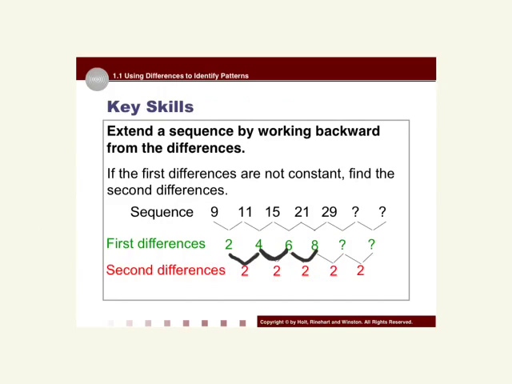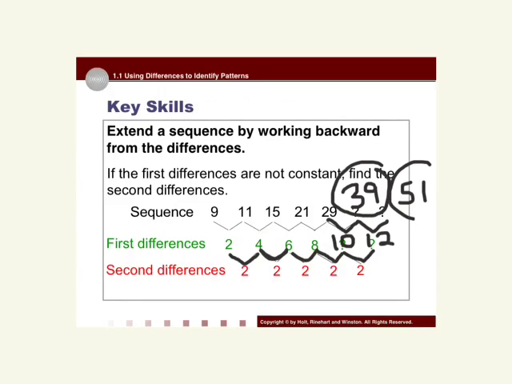So you would guess that the next difference would go from 8 to 10. And then from 10 to 12. So if we keep these differences going, 29 plus 10 is 39. And 39 plus 12 would take you to 51. So the two missing numbers are 39 and 51. We found those two numbers by working backwards using what we call the differences. That's the mathematical way to do these problems.